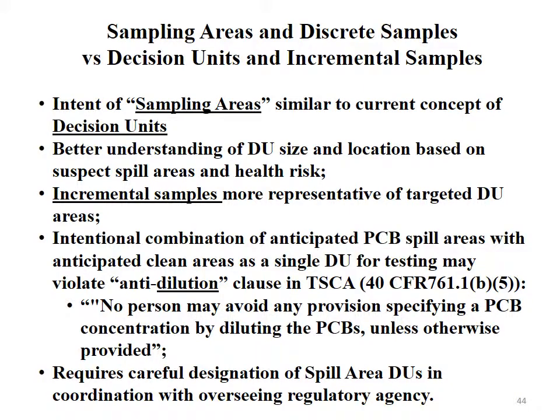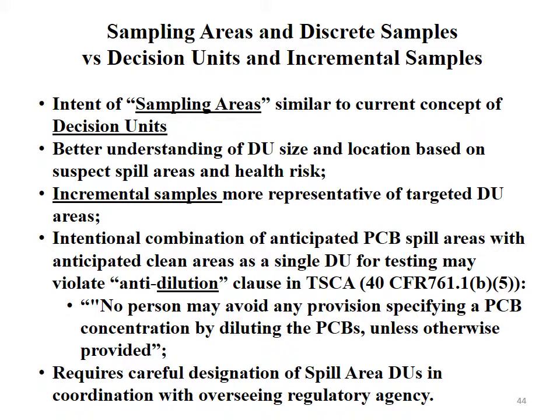Now, what they refer to as sampling area essentially matches the intent of what we now refer to as decision unit. We have a much better idea of how to designate decision units in terms of suspect spill areas or, for health risk, in terms of exposure areas. We know incremental samples are required to get a representative concentration of a contaminant within a targeted area.